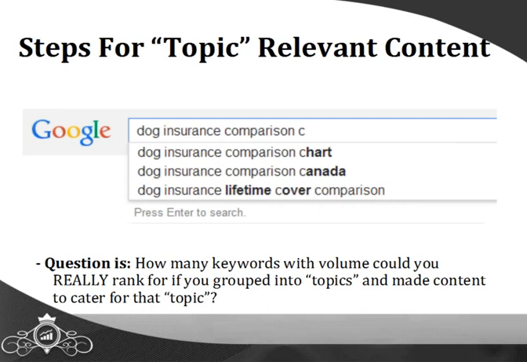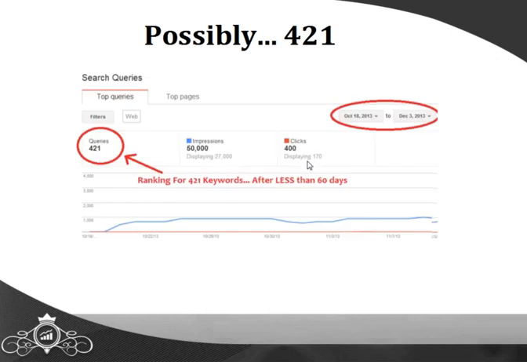Now, let me answer this. How many keywords could you possibly rank for if you made your content in this way and targeted these topics? Well, I don't know the answer for the dog insurance comparison market, because that's not a market that I'm in. But I can tell you that possibly the answer is 421. Because that's how many keywords our little example site ranked for, with only 15 pages of content. And that's how it did that, with exactly the technique that we've described.